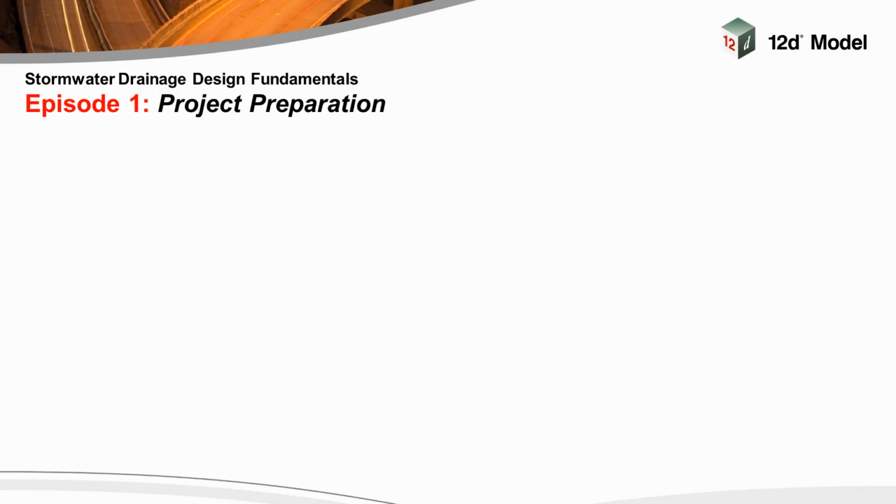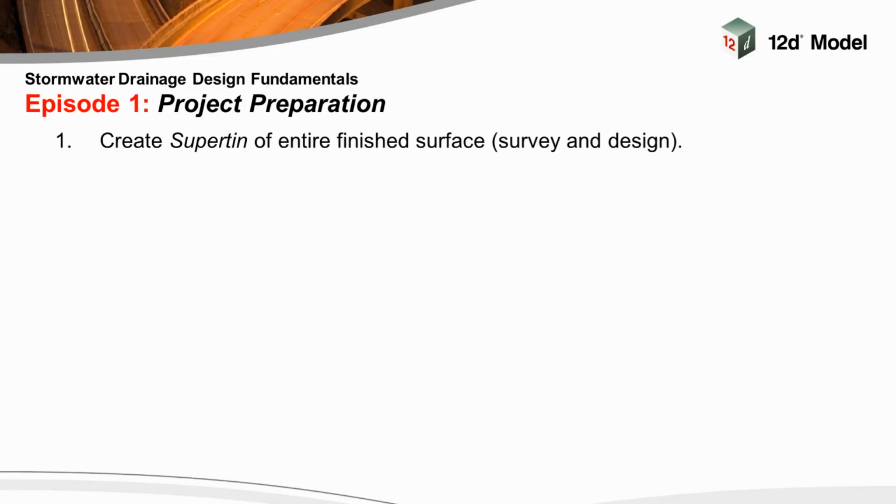So I have a series of steps planned to show in this first episode, and step 1 of 9 steps is to simply create a supertin of the entire finished surface, survey and design. Generally you want a tin that will be linked to your water model so that your water model knows where the finished surface is, and you generally want it to extend further than the extent of just the water strings themselves. You want it to include the full extent of all the catchments that are flowing towards your water strings, and that typically means a super tin or composite tin of your survey and design surfaces. So let's have a look at that in 12D.